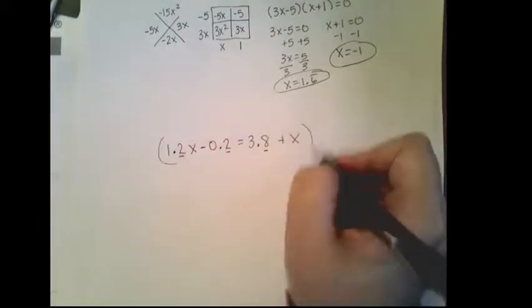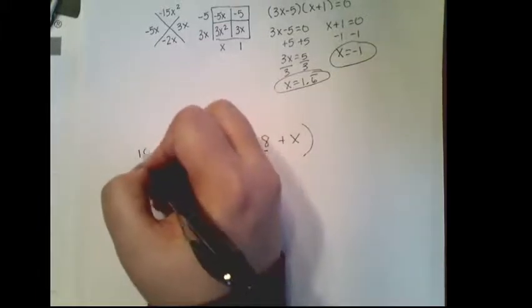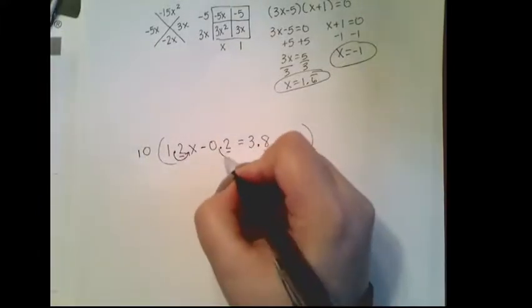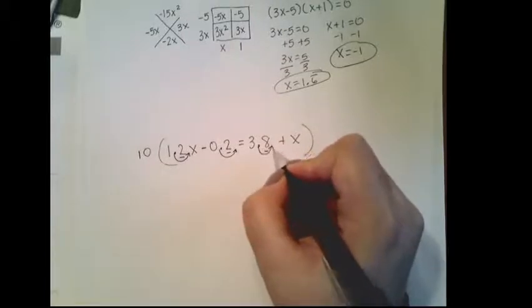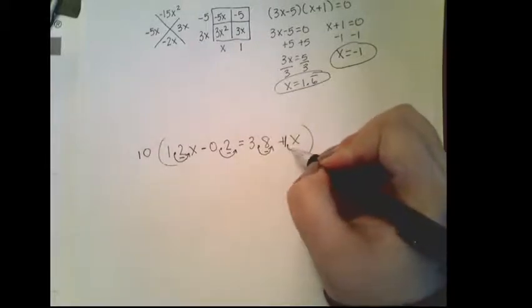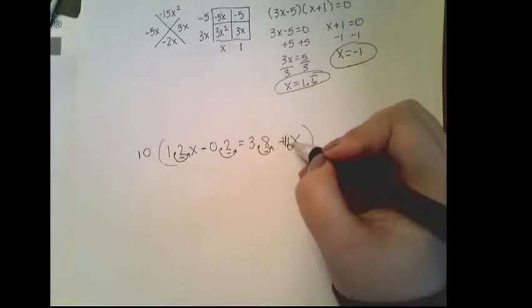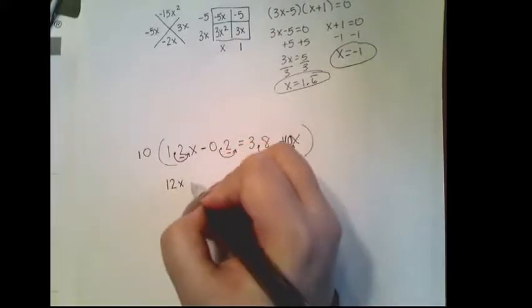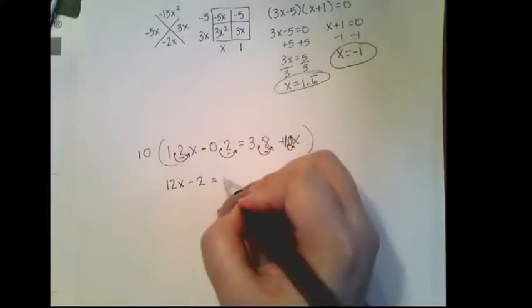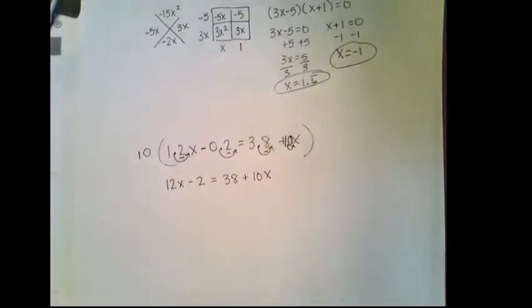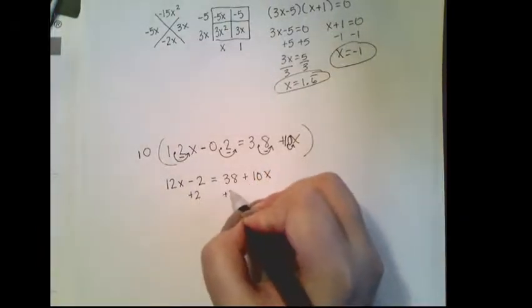So that means if I take this whole equation and multiply it by 10, that moves the decimal one place on each of them. If it doesn't have one, like this x, I still move it one place. So since there's nothing there, I need to add a 0 to it. So I now have 12x minus 2 equals 38 plus 10x. They're nicer whole numbers to work with, and we can solve for x like we normally do.